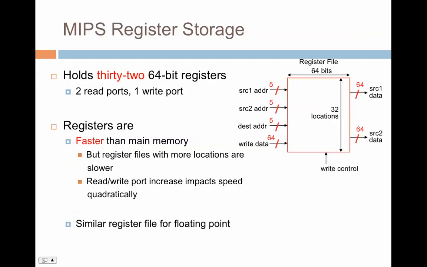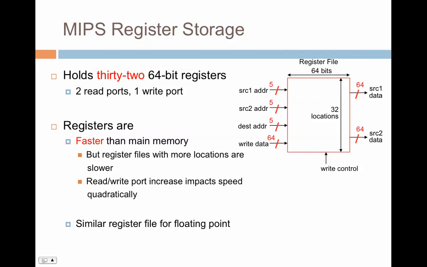The next thing we'll see is the MIPS storage. The MIPS general storage holds 32 64-bit registers. So we have 32 different registers. Each register is 64 bits wide. The number of bits that we require to specify any register file address is 5 bits, right?